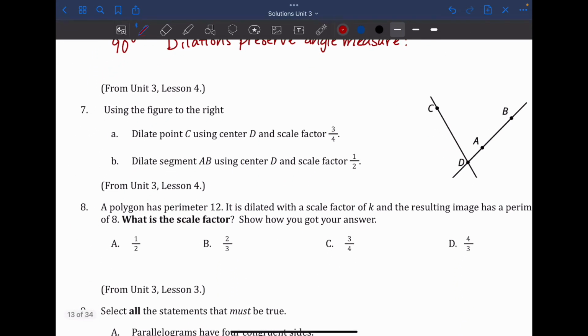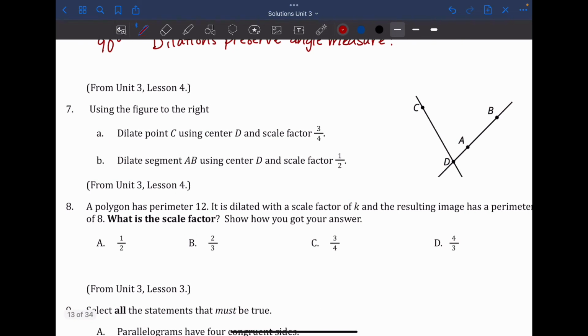That brings us down to question 7. So using the figure to the right, got it, that's all on my screen, that's good. Using the figure to the right, we want to first dilate point C using center D and scale factor of 3/4, and then dilate segment AB using center D and a scale factor of 1/2. Okay, so let's start with the first one. Let's do C.